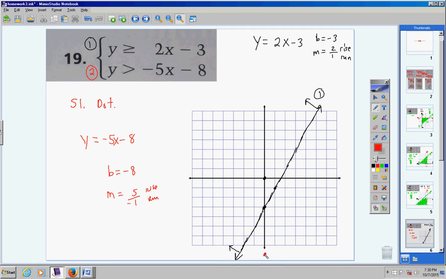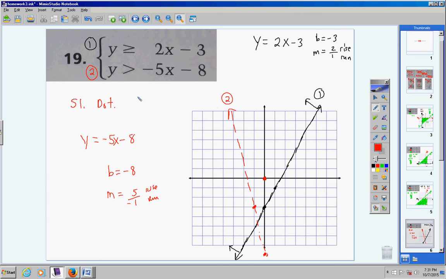So rise 5 starting here. 1, 2, 3, 4, 5. Then run 1 to the left, to the left because it's a negative 1. It's going to be a dotted line, okay? So there's my dotted line. There it is. Now, I'm going to test 0, 0, because 0, 0 does not lie on the red line.